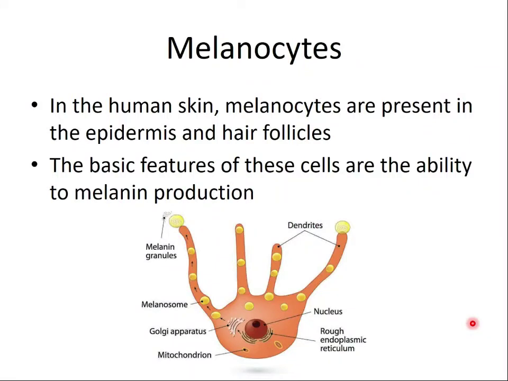Now let's talk a little bit about a specialized cell that we find in the epidermis that produces skin color. Melanocytes. Melanocytes are the cells in the human skin that produce skin color, or a compound known as melanin, and that will give skin color. So these melanocytes are present in the epidermis and even in hair follicles. Their basic feature is the ability to produce the compound, the protein called melanin.